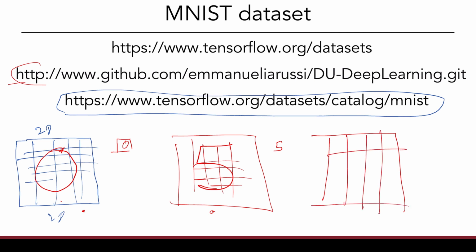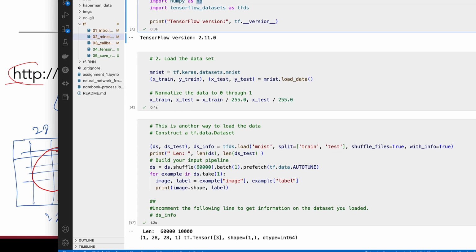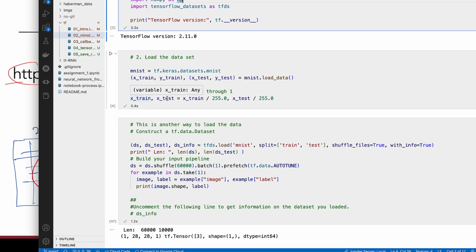For those of you who didn't understand what it meant, here is a cell. Each cell will have a pixel value, suppose 50, 255, 0, 128, and such. And you would like to get the neural network to have a 0 to 1 normalized input. So if you divide each cell by 255, you will get a grid which is normalized to 0 and 1. And that's what's happening here with x_train and x_test. I'm dividing it by 255.